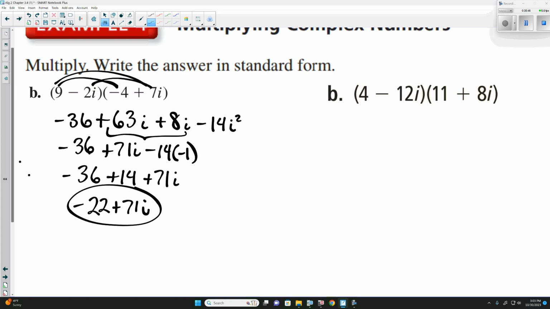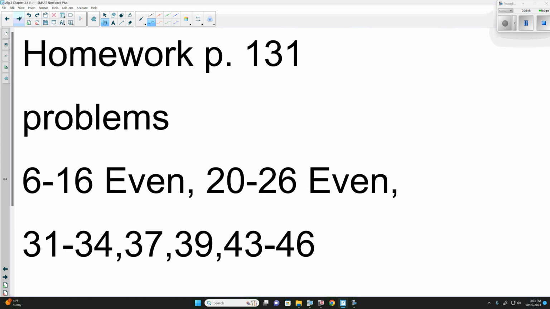Homework. I always know that it's homework next because let's say what time says are we ready for the next one? I feel like it's not fun.